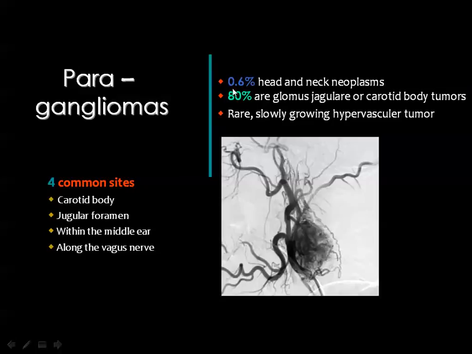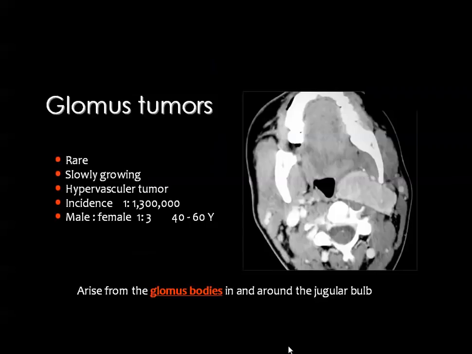This will represent about 0.5 or 0.6% of the head and neck neoplasms, and most of the lesions are in the side of the glomus jugular and the carotid body tumors. They are slowly growing hypervascular lesions, and if you have an angiogram, you can see extensive vascularity. Also in the CT, you see prominent enhancement.